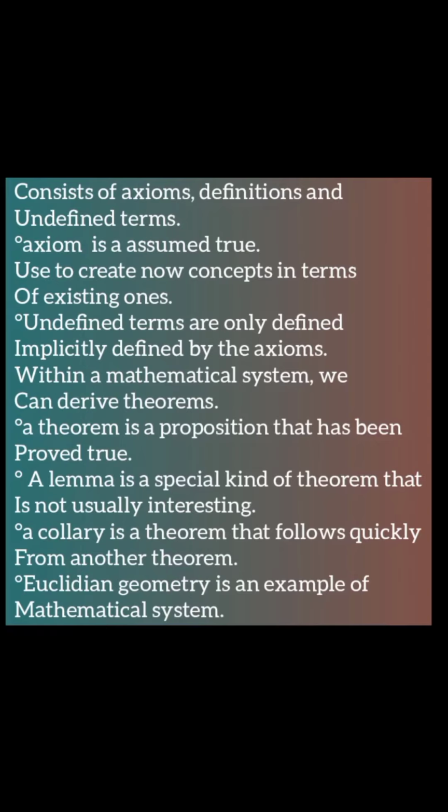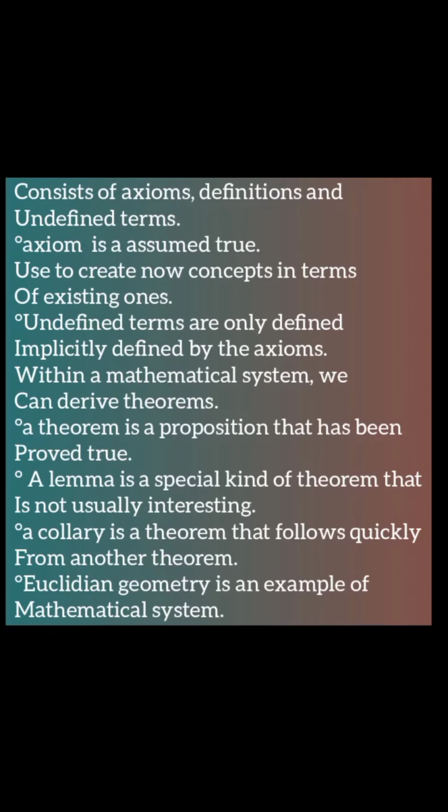Within a mathematical system, we can derive theorems. A theorem is a proposition that has been proved true. A lemma is a special kind of theorem that is not usually interesting. A corollary is a theorem that follows quickly from another theorem. Euclidean geometry is an example of a mathematical system.